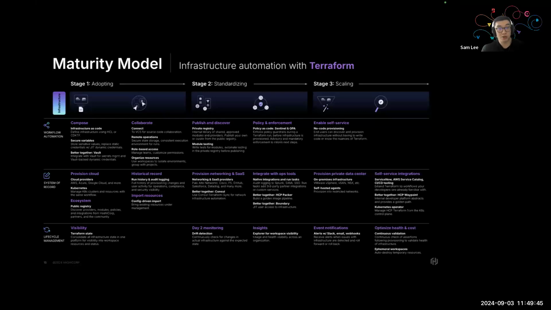Now, this maturity model is going to act as a blueprint for how you can use Terraform to deliver your infrastructure as code provisioning and for your management as well. And we start at different stages of your journey. The three stages that we cover are adopting, standardizing, and scaling.